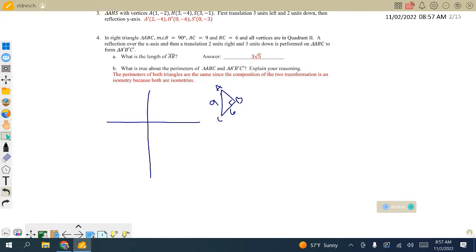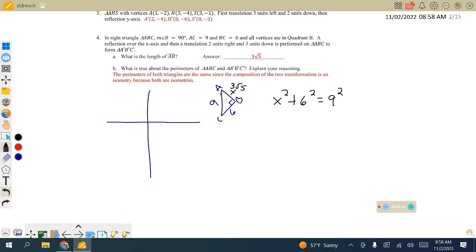With the Pythagorean theorem set up, what do we have here? This is my missing side. We'll call that x. And what is that? x squared plus 6 squared equals 9 squared. The idea on that one is that nothing changes it. I don't care where it lands. All I care about is the length of that. As I calculate that, we get 3 root 5 there.